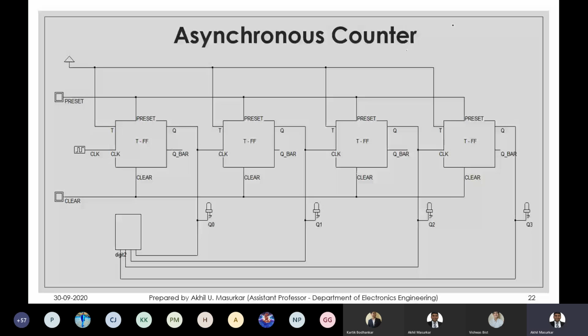Then the Q is given as clock to the next circuit, and that's it. So this is my mod 16 counter. Here you can see there is one additional Q3. So it can count up from 0, 0, 0, 0 to 1, 1, 1, 1. So that is 0 to 15. I'll just show you the simulation of this thing.